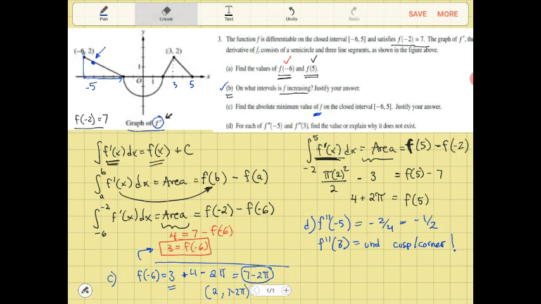So let's be careful. The derivative of this function is not continuous, meaning the second derivative is not continuous. So the slope does not exist at that point. Okay, so with that, we have gone through all the parts of this question.